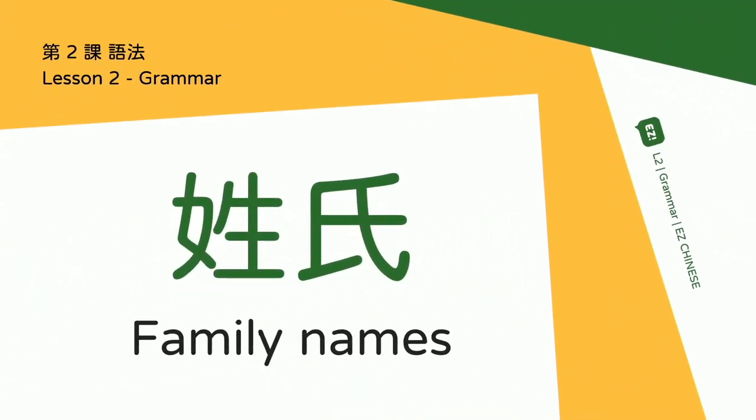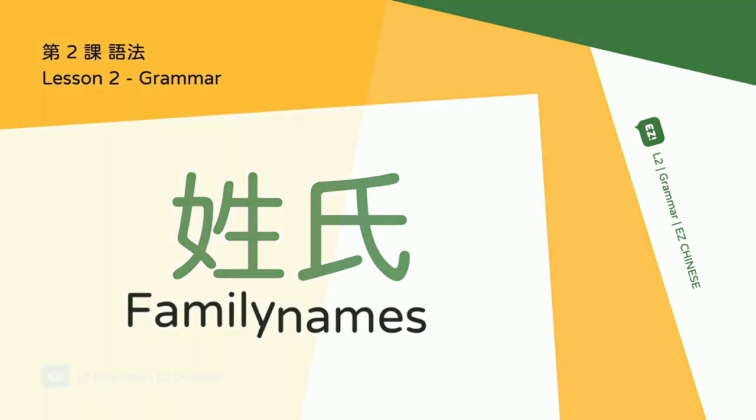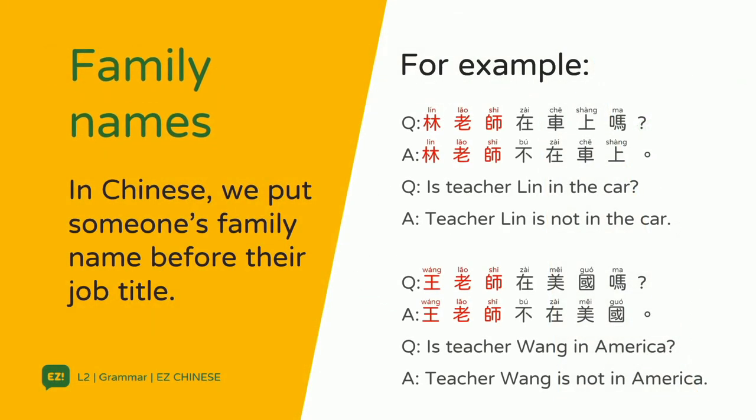姓氏 Family name. In Chinese, we put someone's family name before their job title. 林老师 Teacher Lin. 王老师 Teacher Wang.